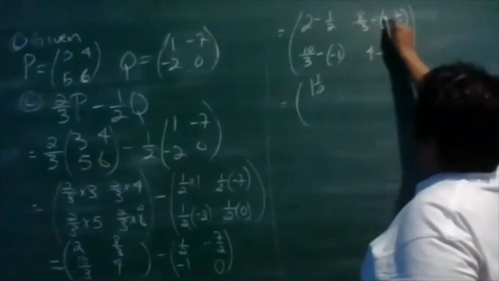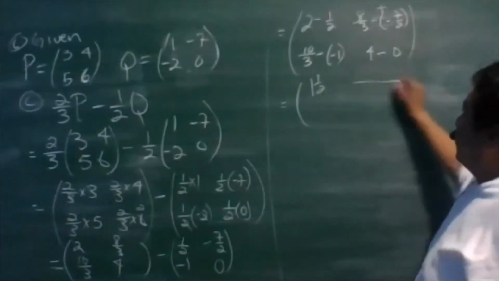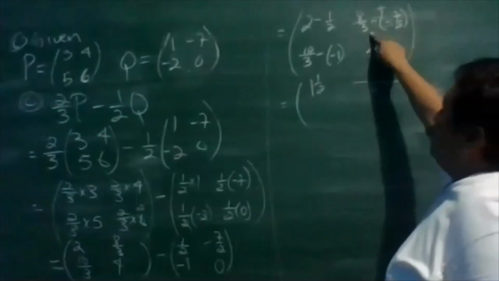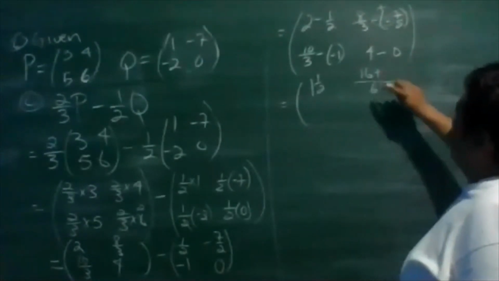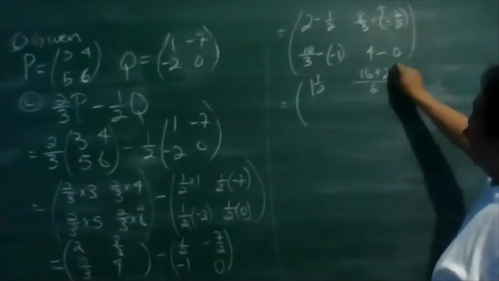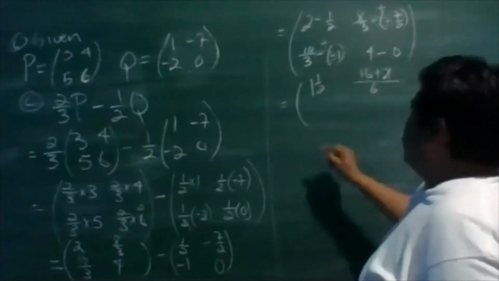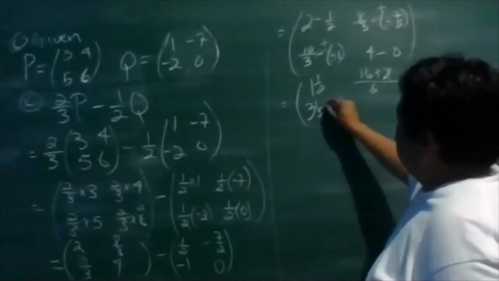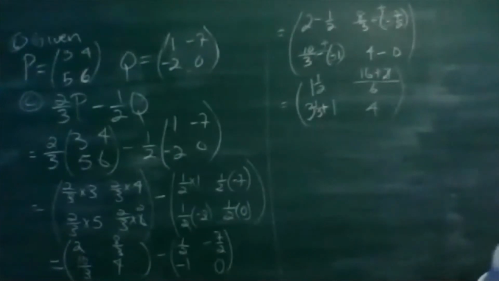A negative and a negative is a positive, but I'm going to need an LCM. And the LCM there is 6. 6 divided by 3 is 2 times 8 is 16. Plus 6 divided by 2 is 3 times 7 is 21. A negative and a negative here is a positive. So that's going to be 3 1/3 plus 1. And 4 minus 0 is 4.